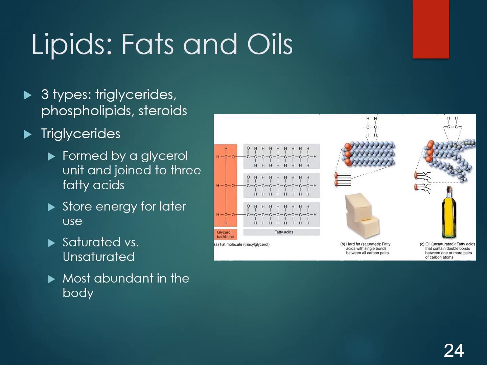Fats are also referred to as lipids, and there's three different types of lipids commonly found in the body. There are triglycerides, phospholipids, and steroids. Now, triglycerides have a glycerol head and three fatty acid tails. There are two types of triglycerides, saturated and unsaturated.